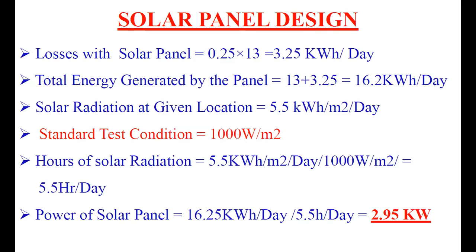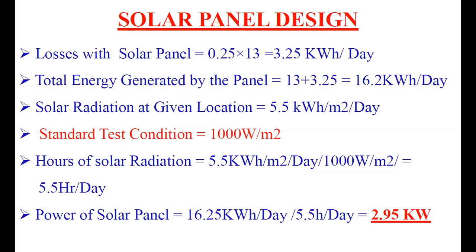The solar radiation will depend upon the location, or it will vary from location to location, that is approximately 4 to 7 kWh per meter square per day at different locations. From the internet data, you can get the correct solar radiation at a particular location. So now we can assume that the solar radiation at the particular location will be 5.5 kWh per meter square per day. And the standard test condition of the solar panel will be 1000 watt per meter square.